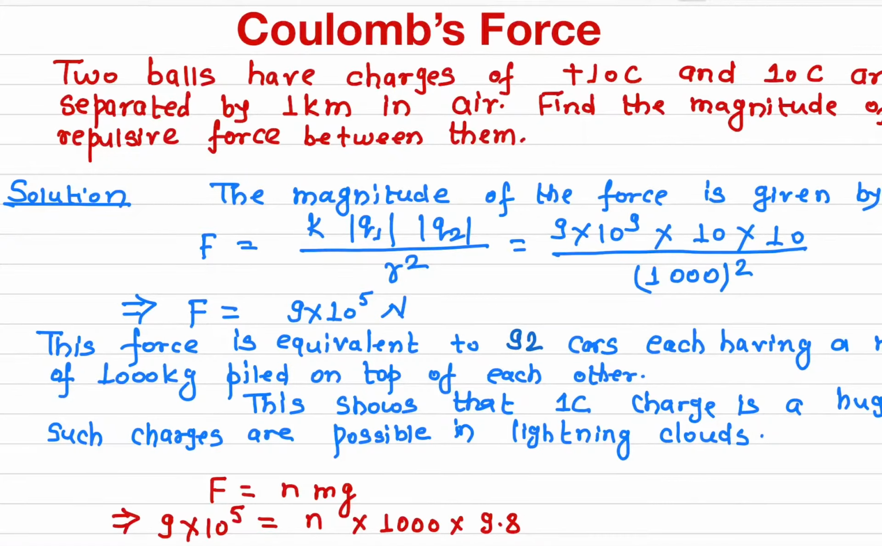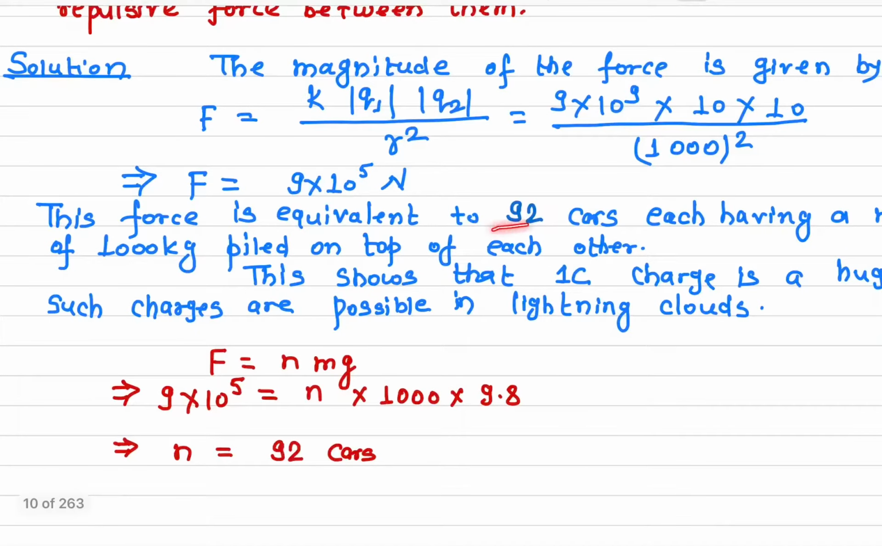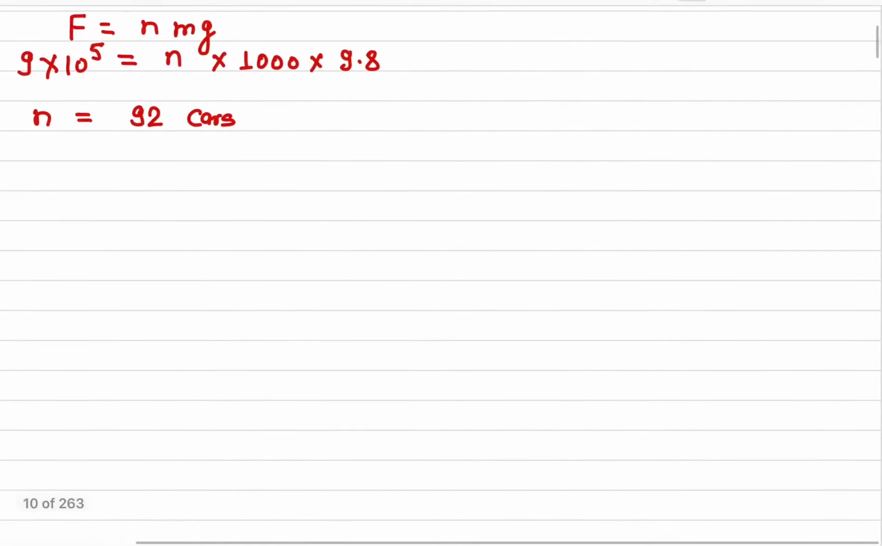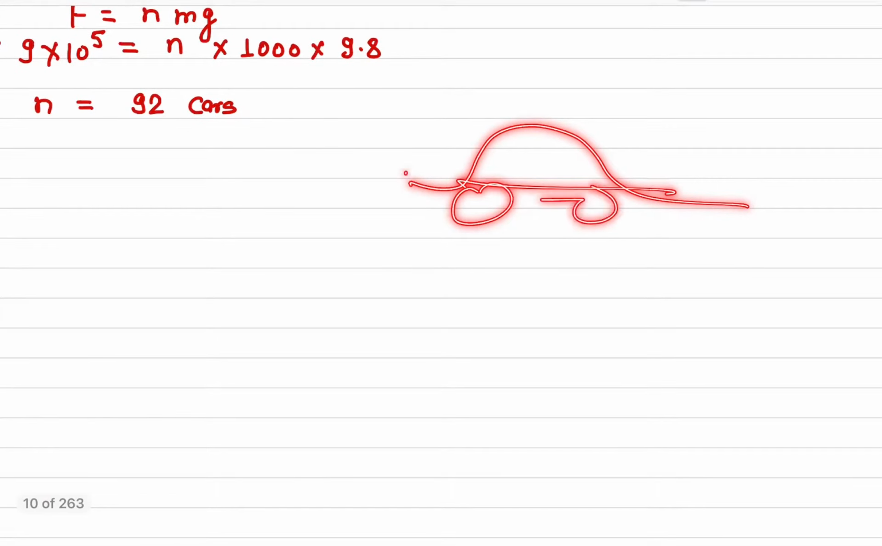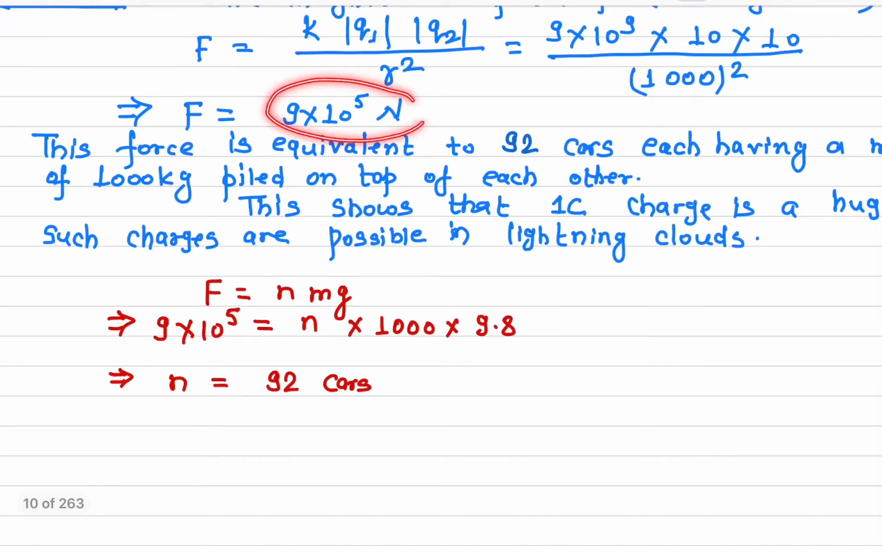If you want to understand the immensity of this force, what you need to understand is this force is equivalent to the weight of 92 cars. So if you have cars, and if you keep piling other cars on top of each other, then at the bottom, if you have 92 cars, then the force at the bottom will be equal to this much force. That much force acts between the two charges here, just the two charges.